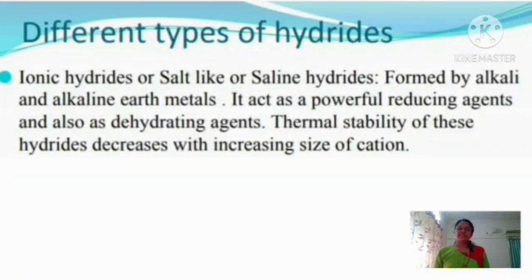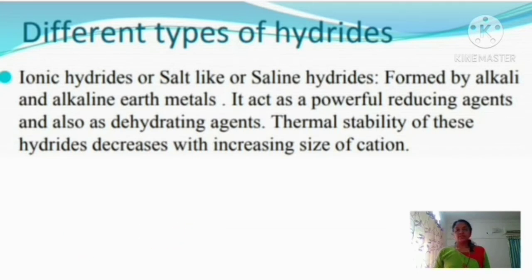Next, we can discuss the different types of hydrides. Hydrogen, when combined with various elements, forms compounds called hydrides. There are three types of hydride. One is ionic hydride. Ionic hydride is otherwise called salt-like hydride or saline hydride.